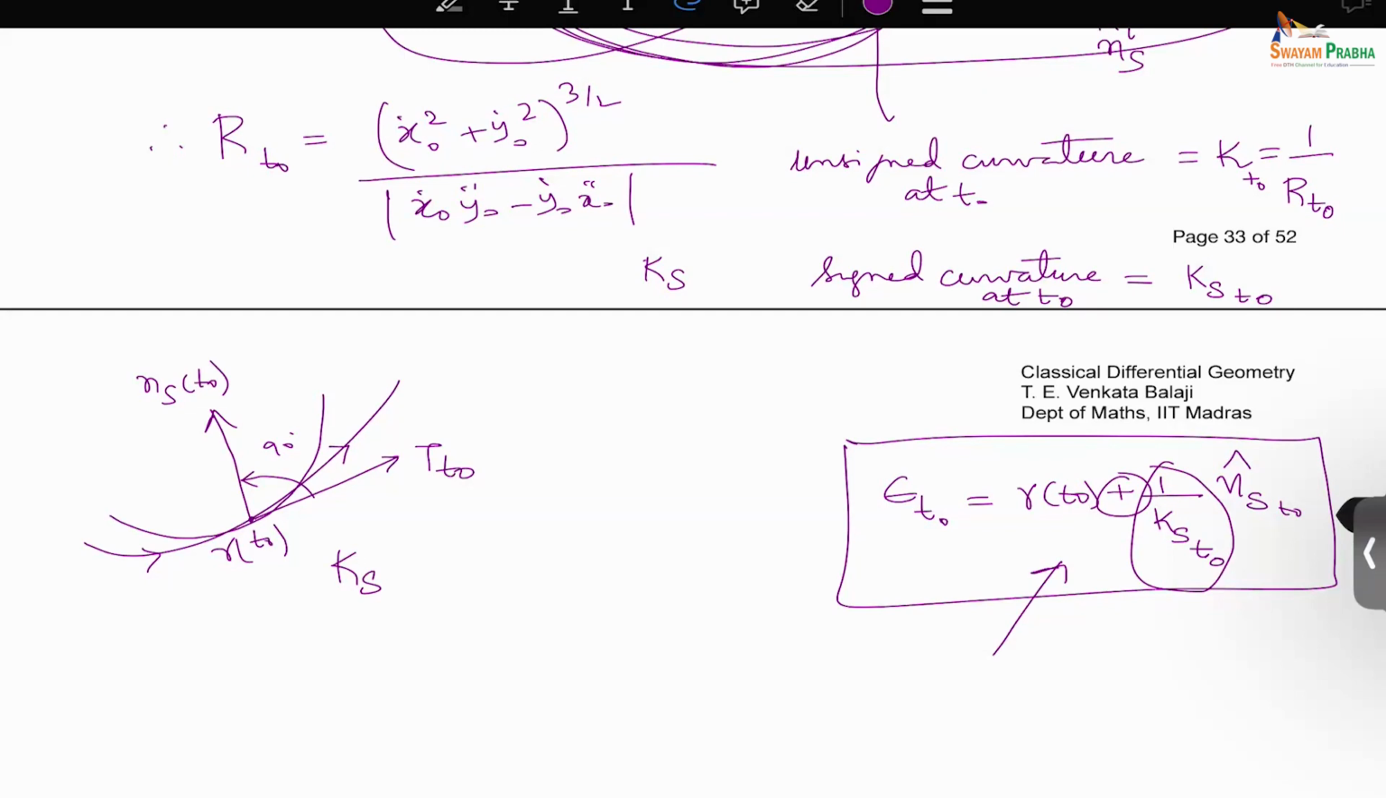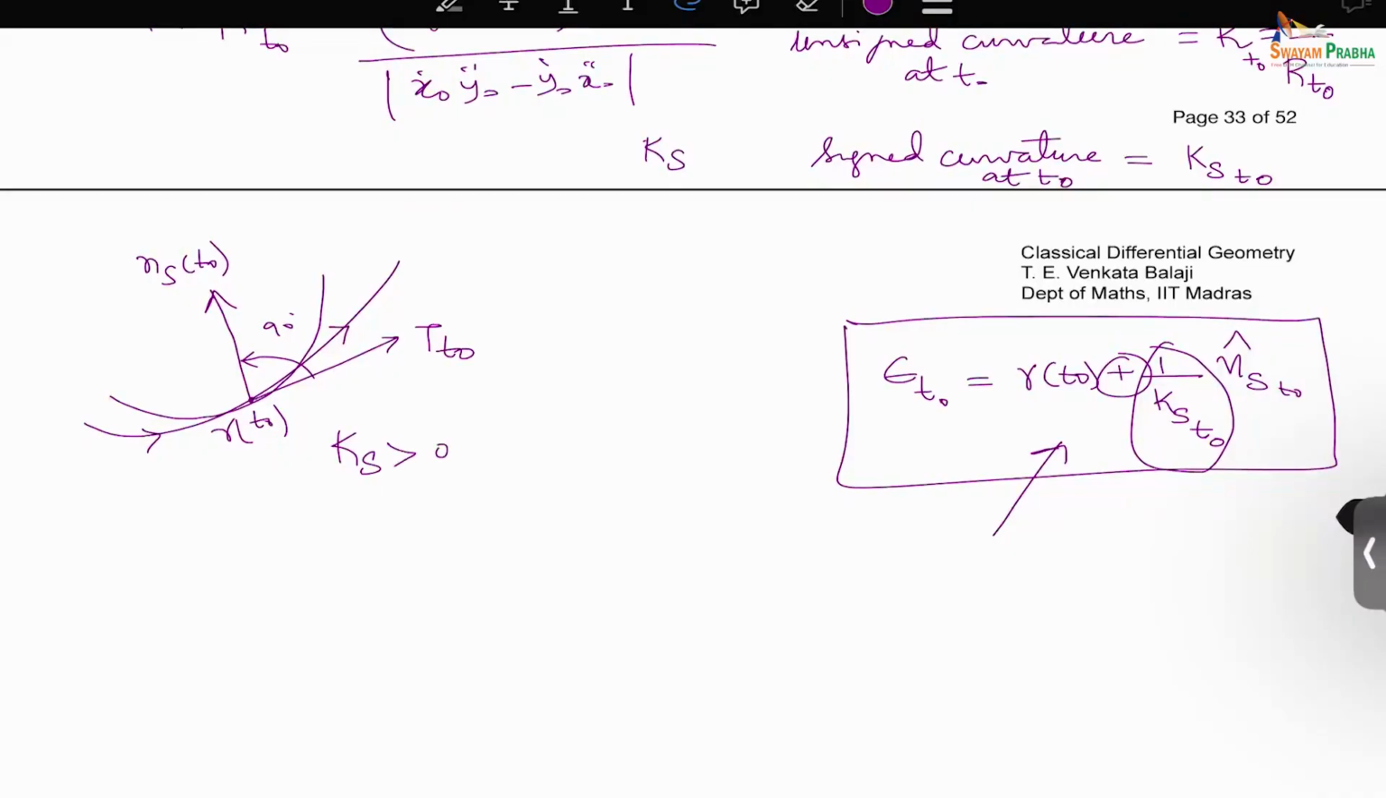Just for later on, if you have a space curve, you don't have to worry about signs. The sign is taken care of by the left-handed or right-handed coordinate system, and that is controlled by the torsion. So you don't have to do that. But here for plane curves, you have to worry about the sign of the curvature if you want to use vectors, and you see why signed curvature has to be introduced. So you see the signed curvature is positive at t naught.